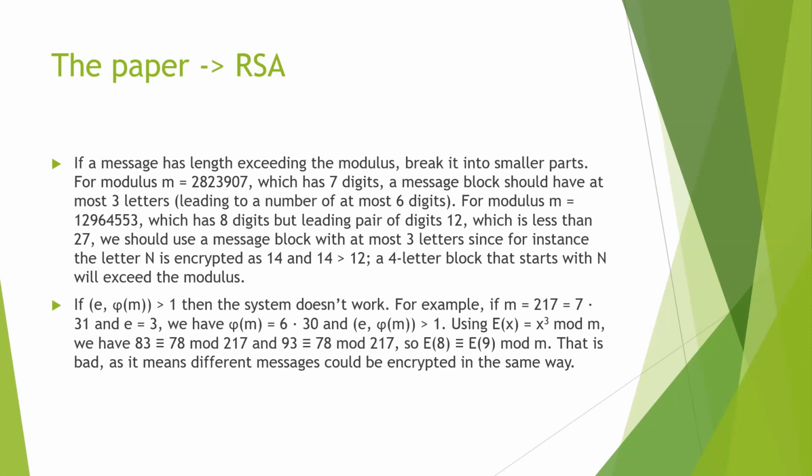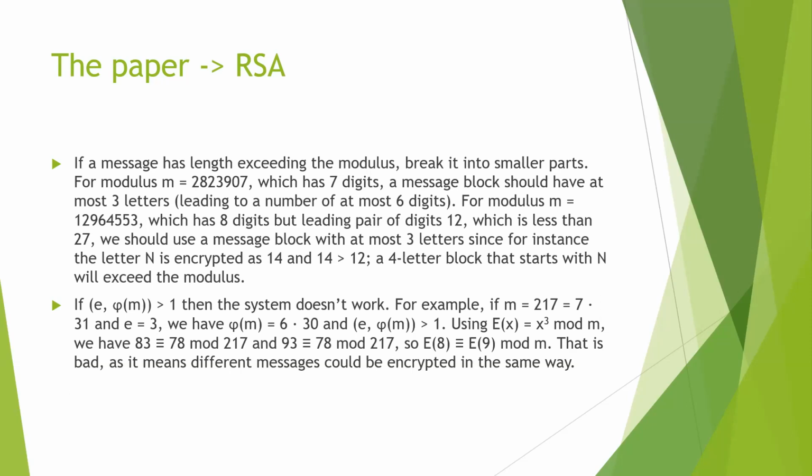So actually, if we assume that each letter is A = 01, B = 02, all the way until Z = 26, a message block should have at most 3 letters, because it has to lead to a number of at most 6 digits. For a bigger modulus m right here, which has 8 digits but a leading pair of digits 12, which is less than 27, you should use a message block with at most 3 letters.